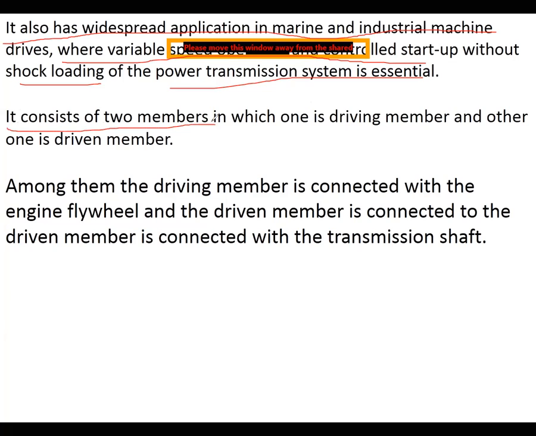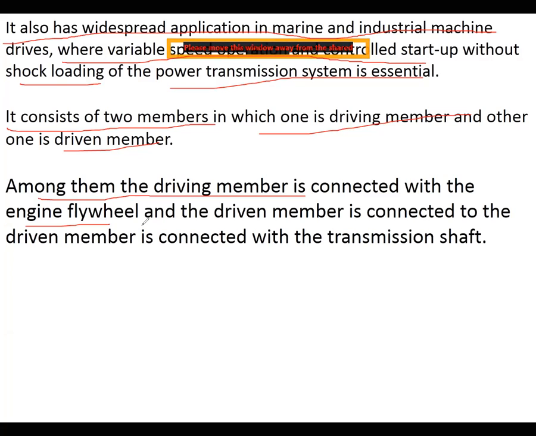It consists of two members, one driving member and another driven member. Already I explained how these are. Among them, the driving member is connected to the engine flywheel. There is a flywheel, and the flywheel is directly connected to the engine. So the driving member is connected to the flywheel.